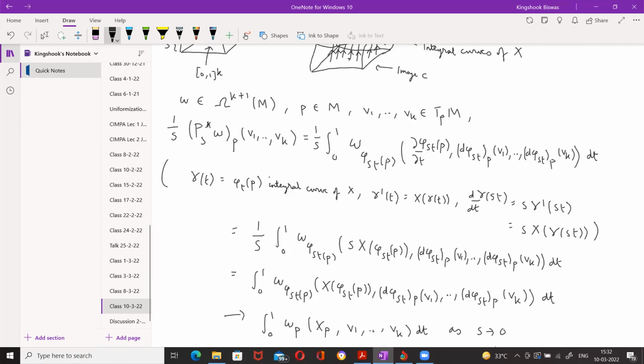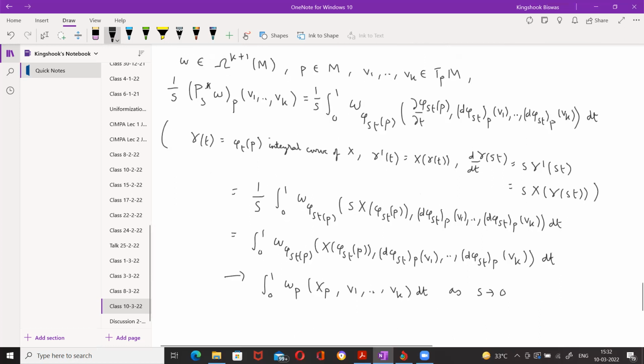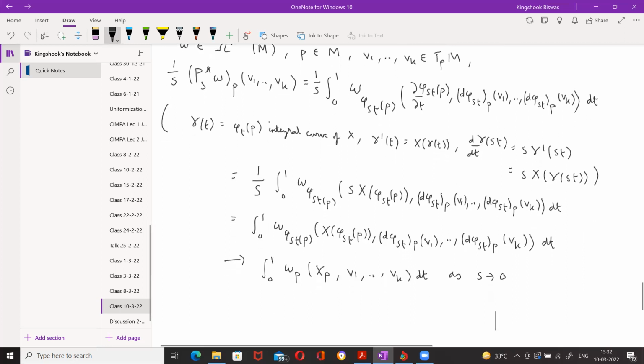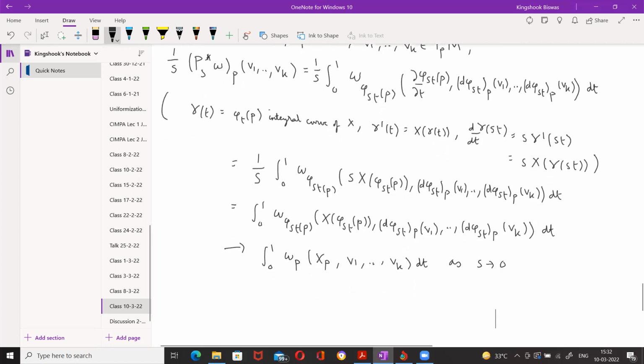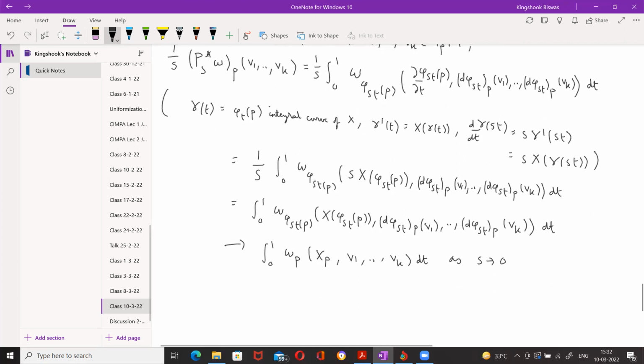And so this now is a constant, it doesn't depend on t. So this is just omega p of X p, v1 to vk.